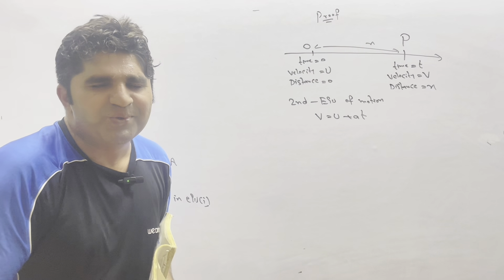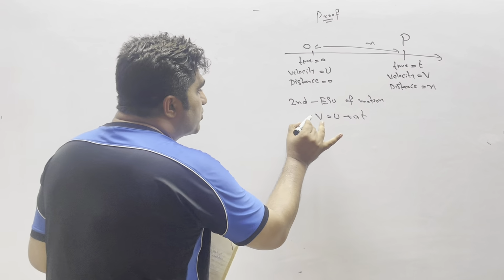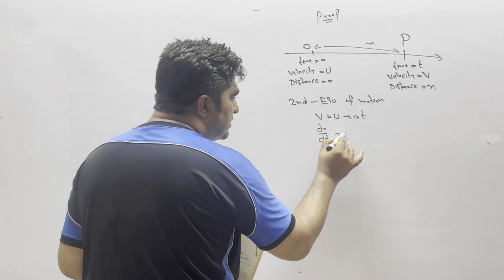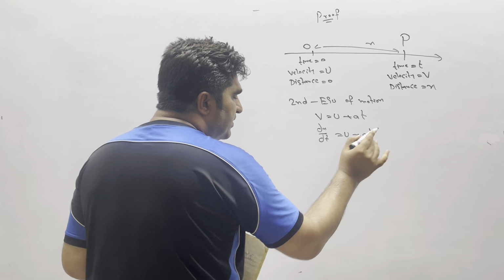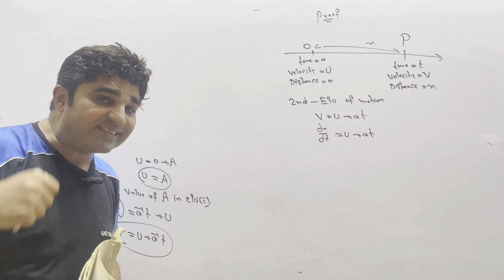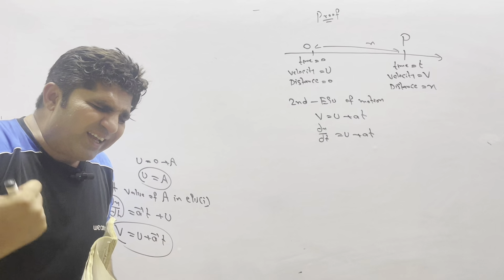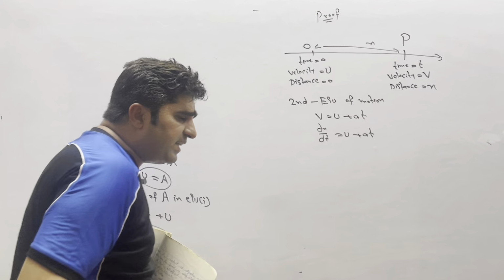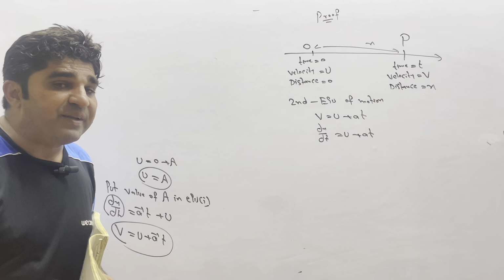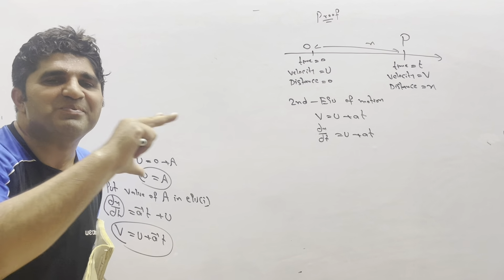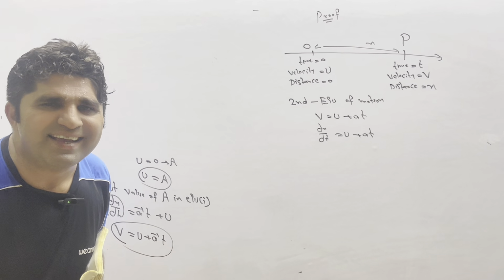No issue. v equal to dx over dt, yes, I can write equal to u plus at. In the second equation of motion, I need the value of x. If I have dx over dt and I integrate it, I will get x. It means from here, if you want to get x, you have to integrate both sides.